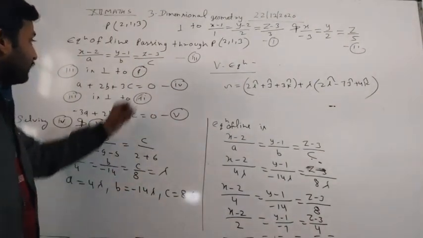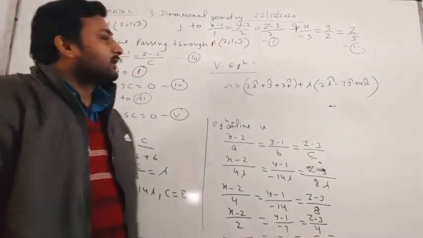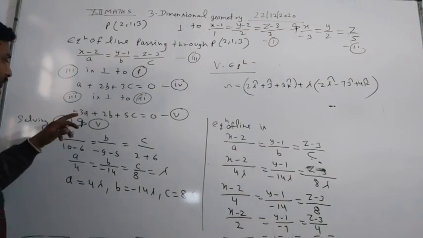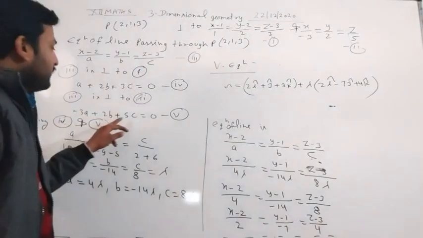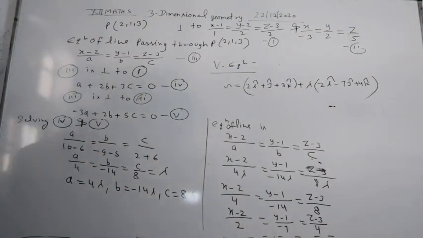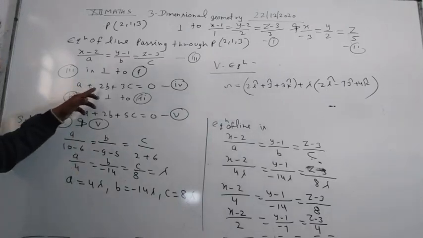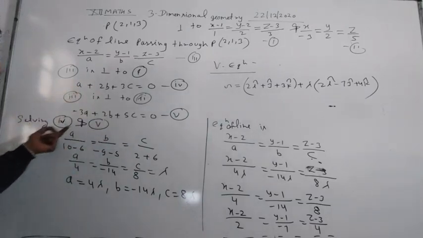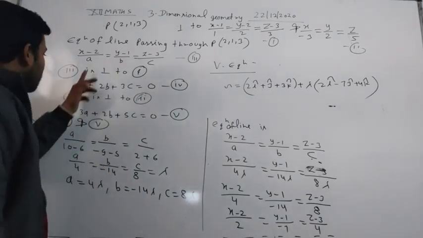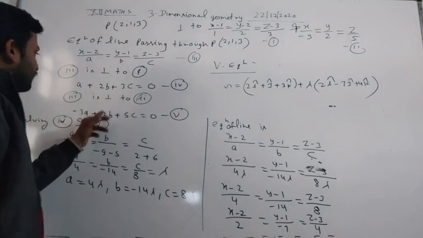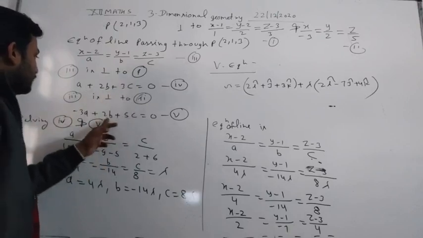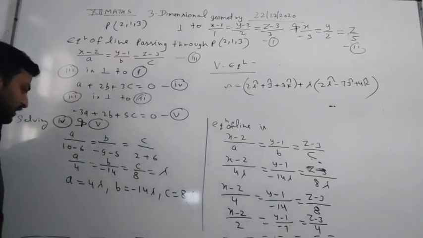Now this line is again perpendicular to this line 2. So we apply again a1 a2 plus b1 b2 plus c1 c2 is 0. So we write minus 3a plus 2b plus 5c is equal to 0. Now we have equations number 4 and 5. Okay, student. So we will find the solution of equations number 4 and 5. Solving these two equations, we are applying the cross multiplication method. So a is 10 minus 6, b is minus 9 minus 5, and c is 2 plus 6.